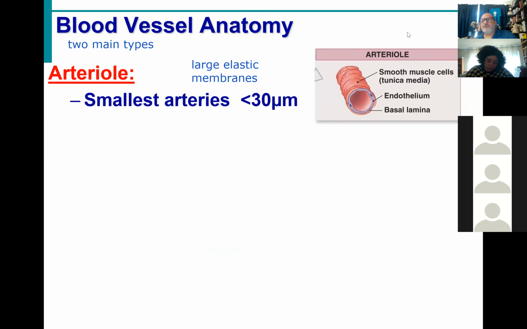Now, remember, as we mentioned, an arteriole is certainly defined as a small artery. And again, the book explains to us that it is the smallest types of arteries and they're typically less than 30 microns in diameter. Is that a number that's important that you need to know?